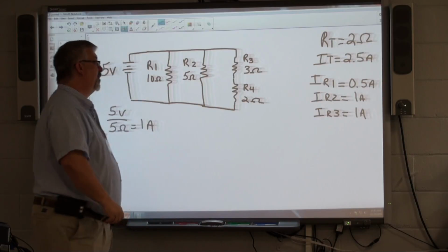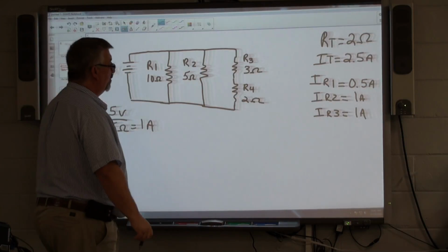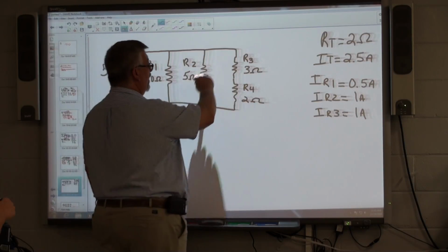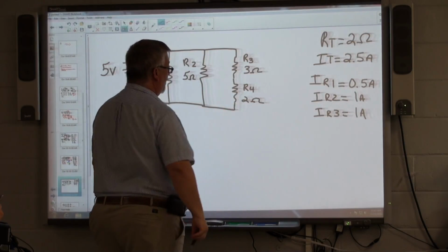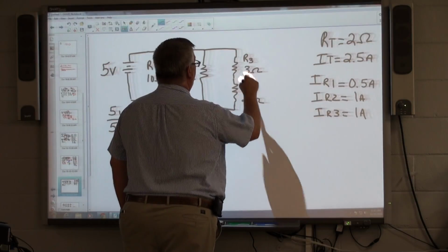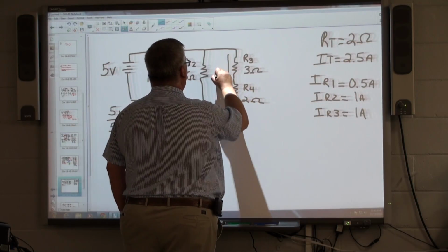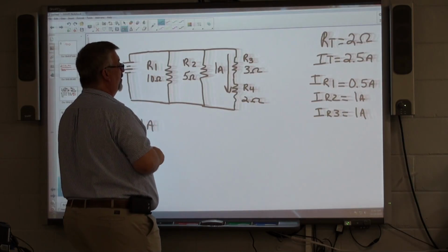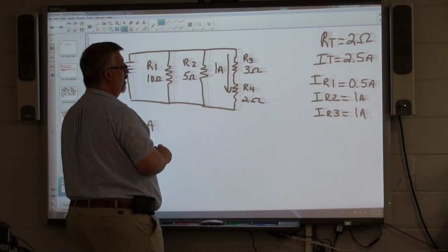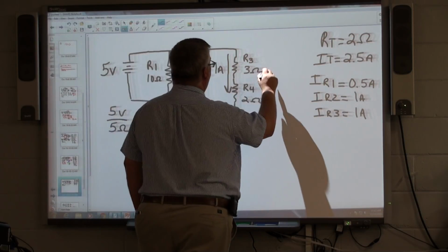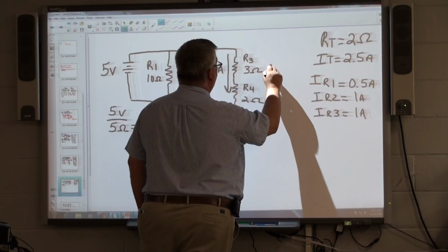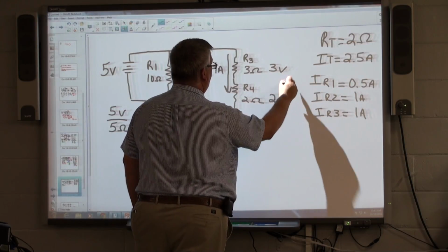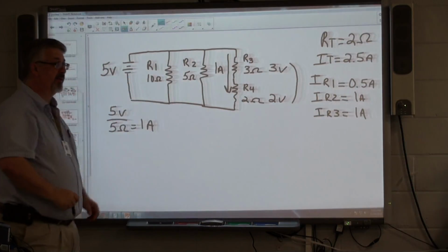What's the current through this branch? 1.5. Nope. 2.5. Nope. What is the current through this branch? 1 amp. Yeah, that's what I'm about to say. So if I've got 1 amp of current flowing through this guy, what is my voltage drop across R3? Yep, voltage is I times R, 3 times 1 equals 3 volts. I times R, 2 volts. 3 and 2 equals applied voltage.